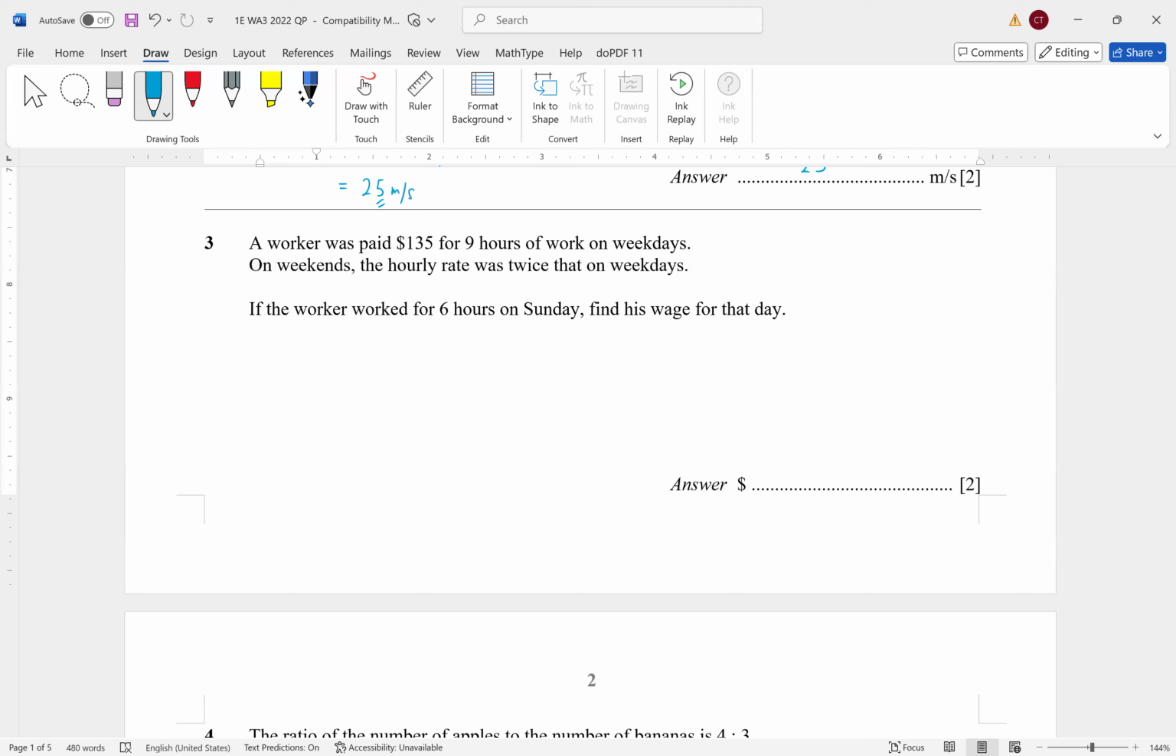Let's find the hourly rate on weekdays. It is equal to $135 divided by 9 hours. 135 divided by 9, we should get 15.